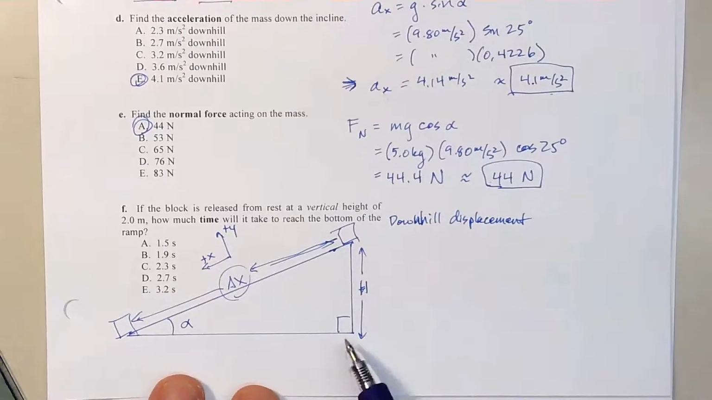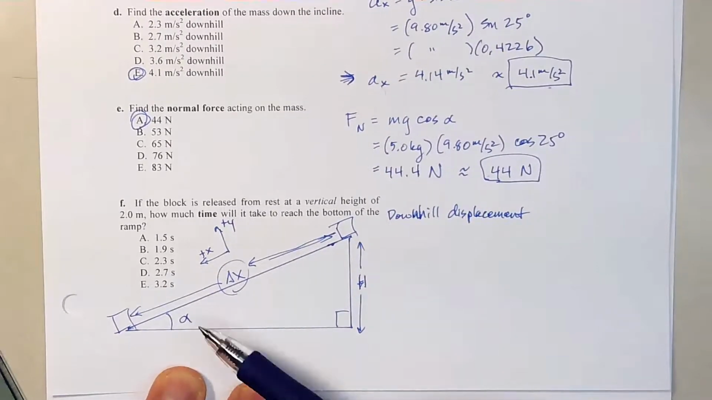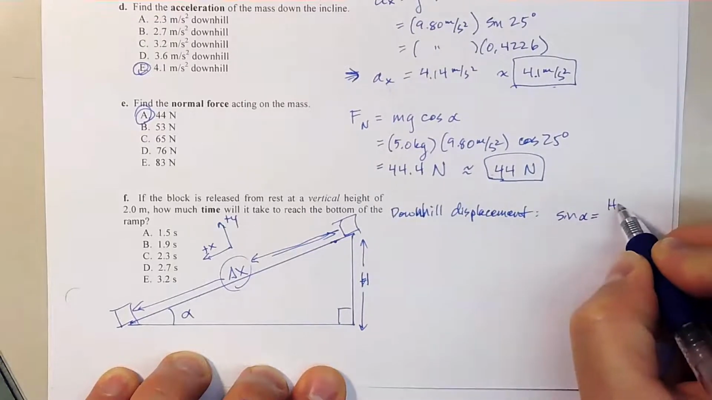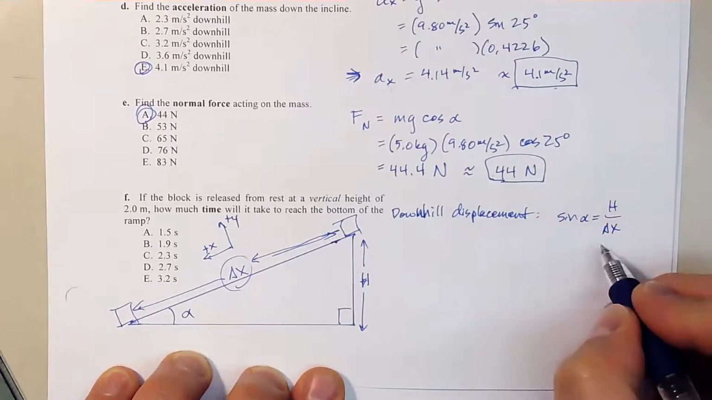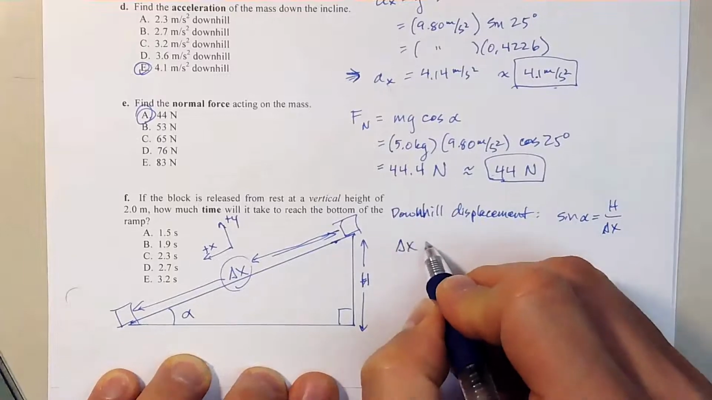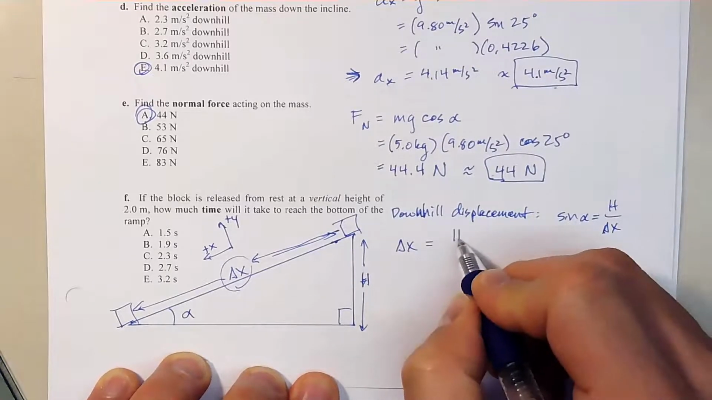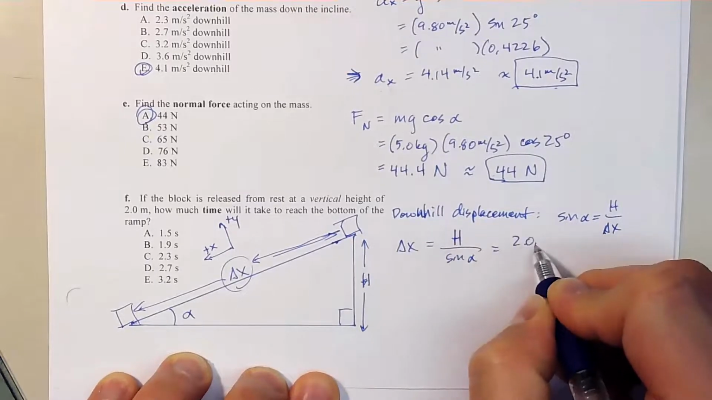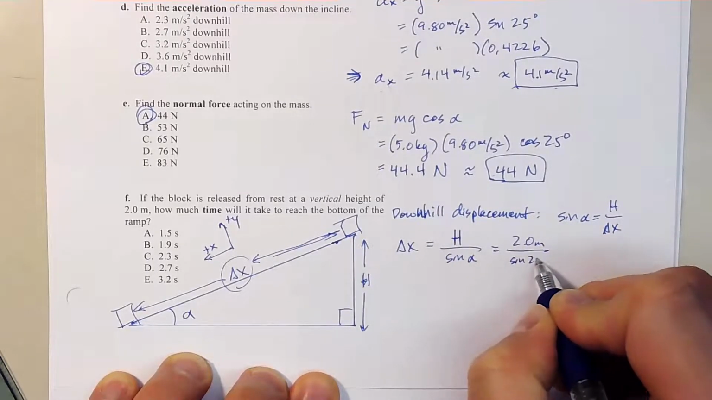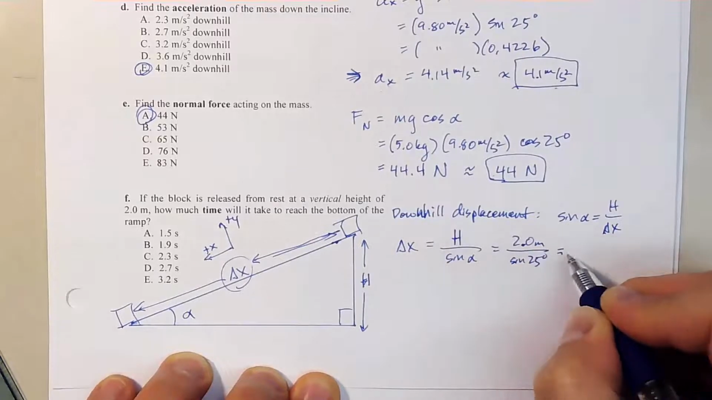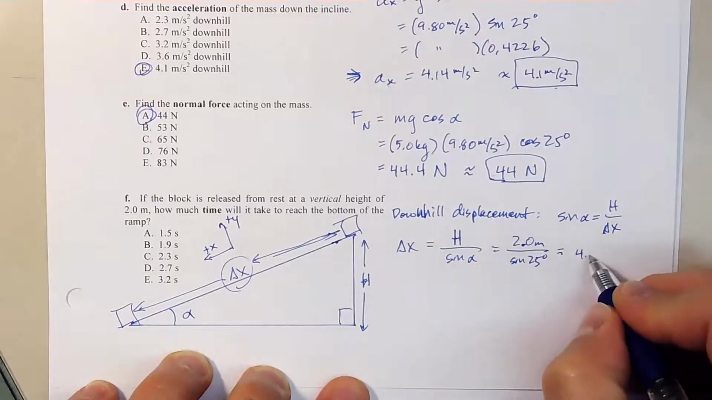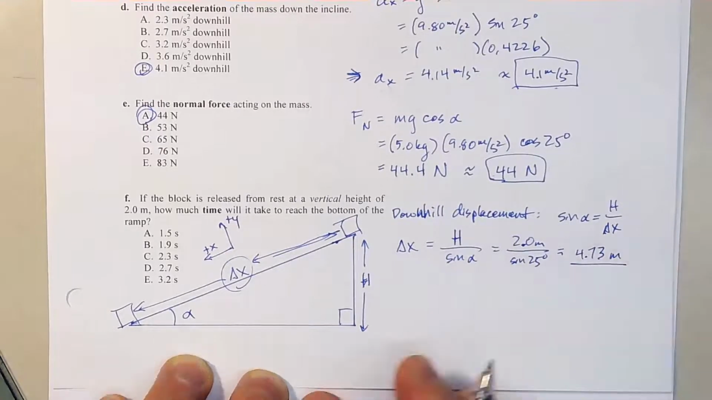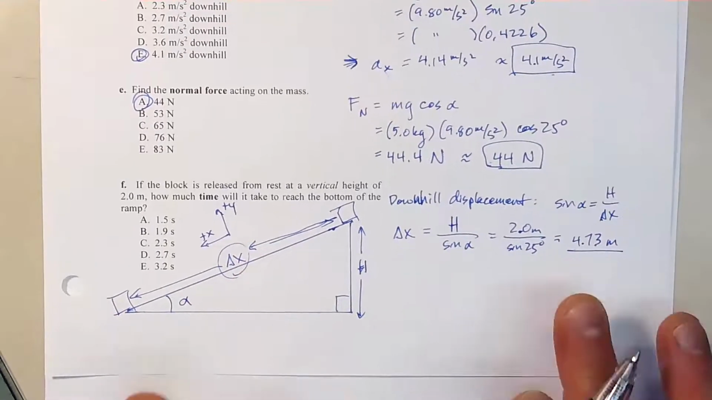I can use SOHCAHTOA to decide that sine of alpha is equal to opposite over hypotenuse. So that allows me to solve for the hypotenuse: 2 meters divided by sine of 25 degrees. And that's about 4.73 meters. Okay? I know this is going to be a 2 sig fig final answer, so I need to retain at least a third significant figure for now.